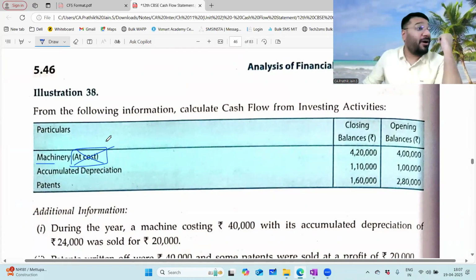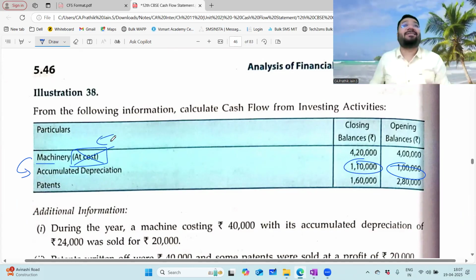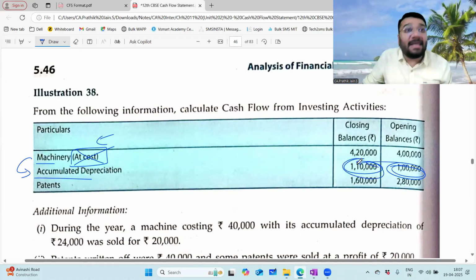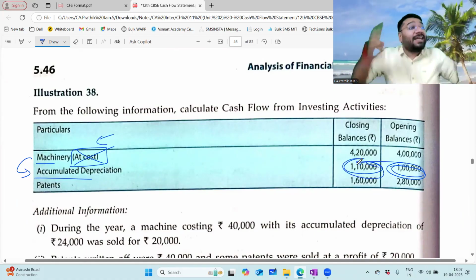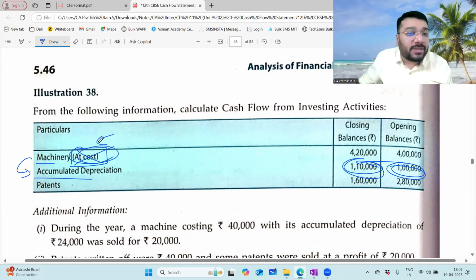Not important. Why? Because in the next line I have accumulated depreciation. If the accumulated depreciation ledger balance is given, what does it mean? Machinery by default is at cost. Separately at cost, there is no need for me to get any information. When they give the accumulated depreciation balance separately, it means the asset is at cost under the accumulated depreciation method. Always the asset value will be at cost.